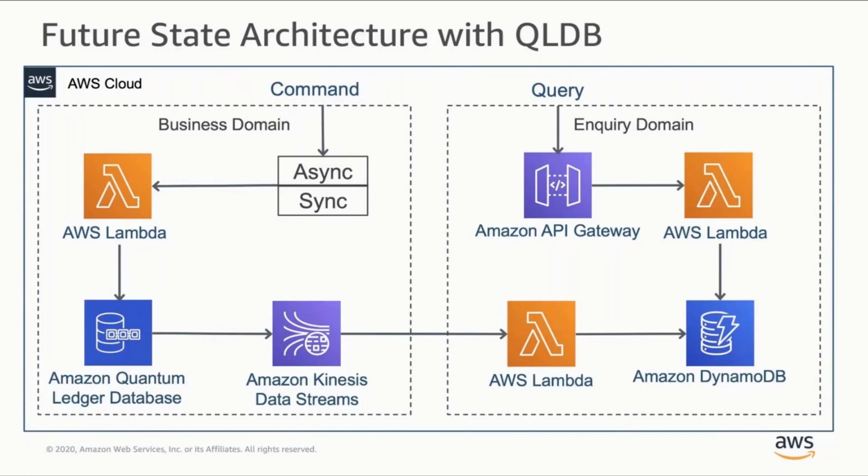So QLDB can sit as the source of truth for a system of record, and we can interact with it with our application via a command that could be synchronous or asynchronous, but then data can be streamed out into the most appropriate read model for inquiries.